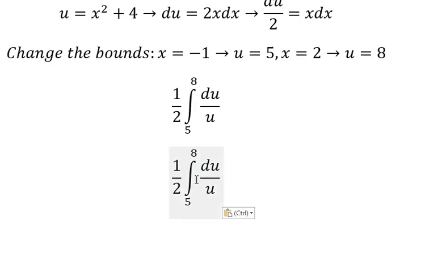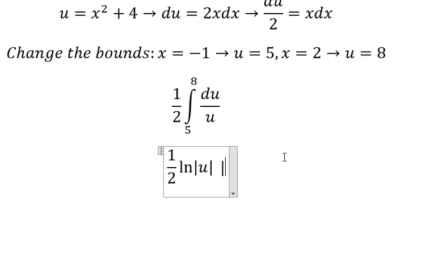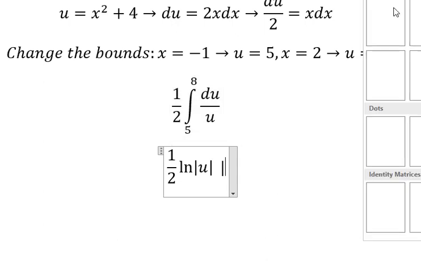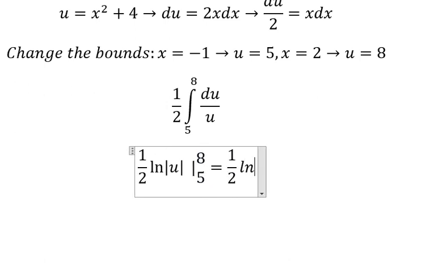So the integration of this one, we have ln of the absolute value of u, and we put the bounds from number 5 to number 8. And now we have the final answer.